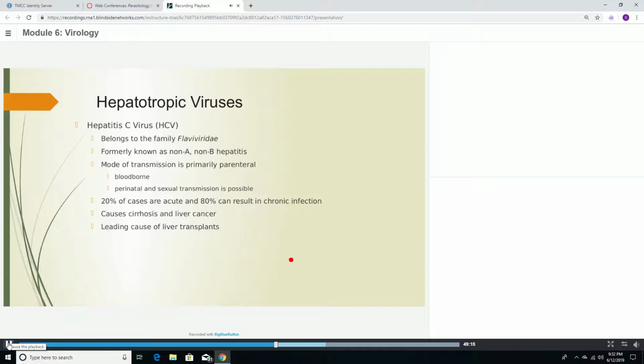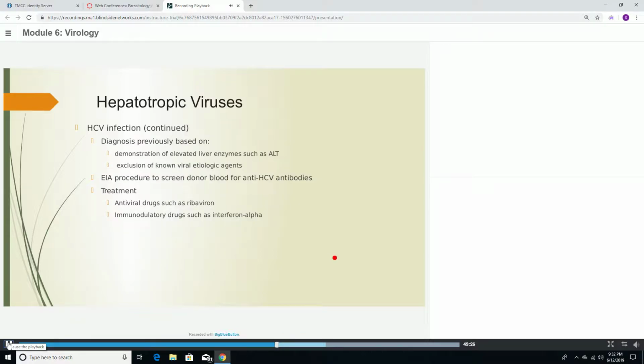20% of cases are acute, 80% can cause a chronic infection. It causes cirrhosis and liver cancer, and it's the leading cause of liver transplants. In Native American areas, or areas where there's a lot of high poverty, hepatitis C infections happen quite a bit because they could be transmitted from unprotected sex or IV drug use.